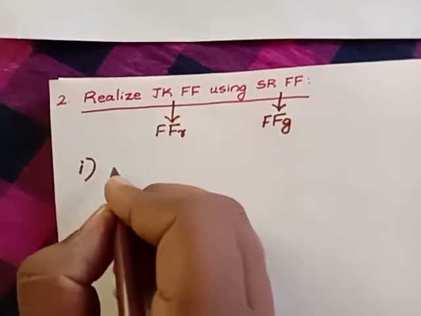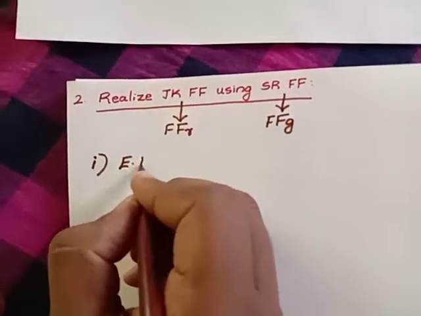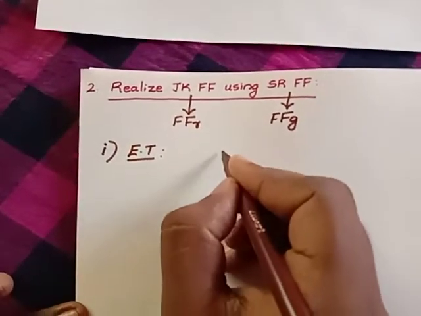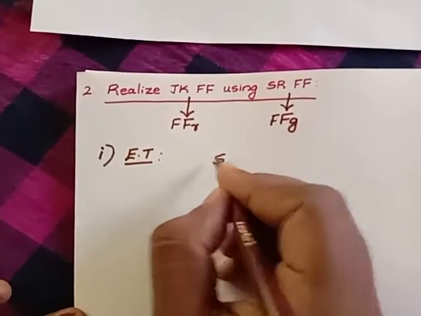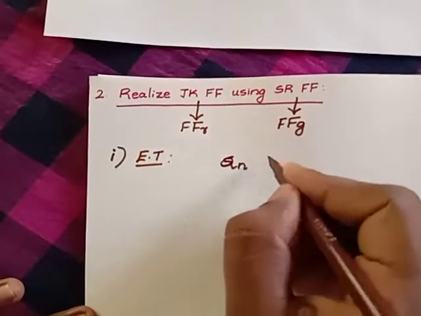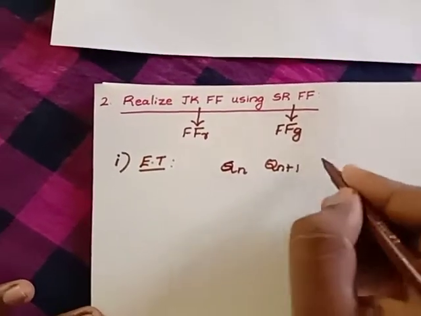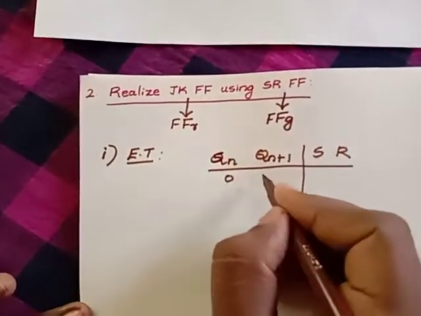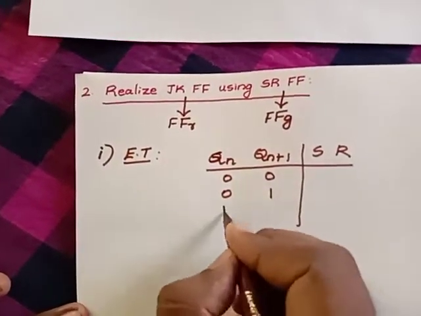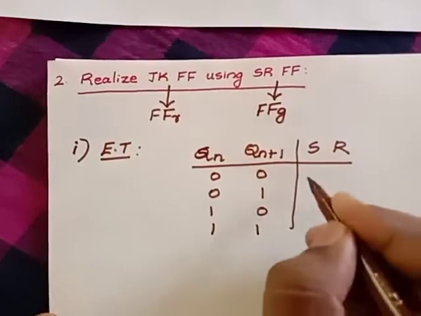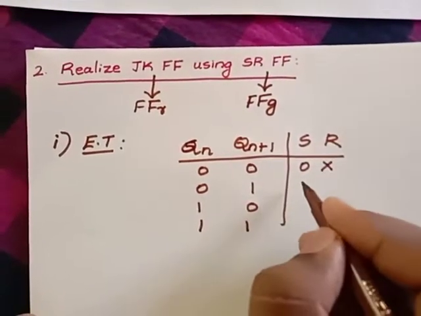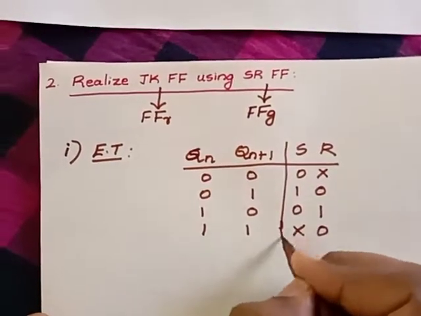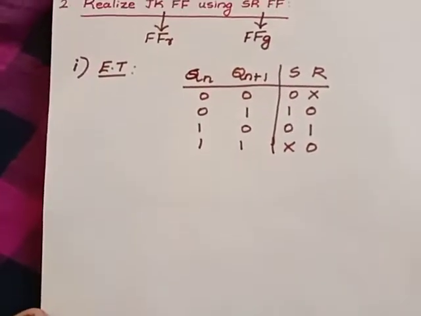First step is you have to write the excitation table of your given flip-flop, that is here SR. For the SR excitation table, the first column is Qn, Qn plus 1, then S R, correct? The rows are 0 0 0 x, 0 1 1 0, 1 0 0 1, 1 1 x 0. You have to remember this, that is important.